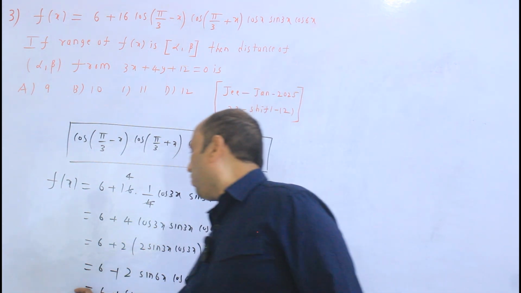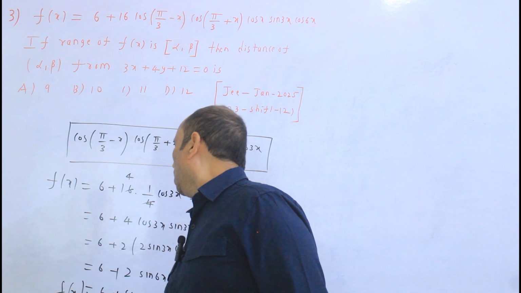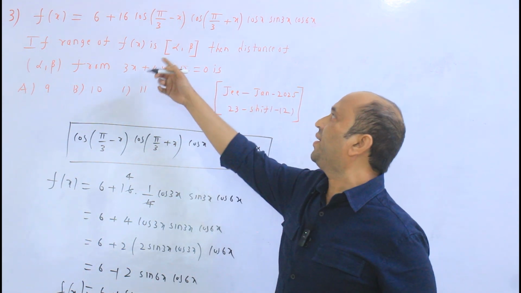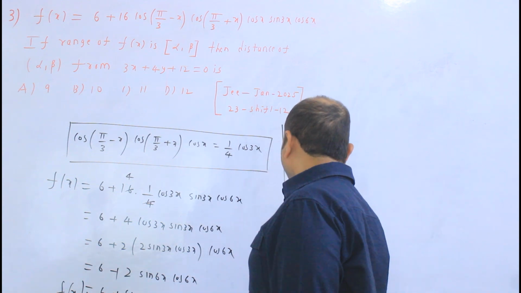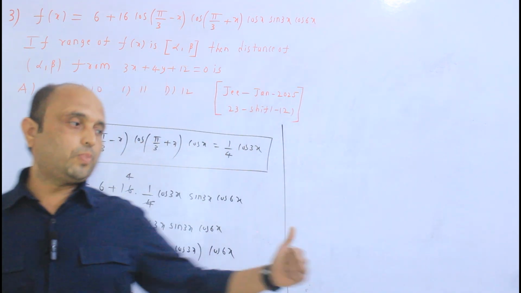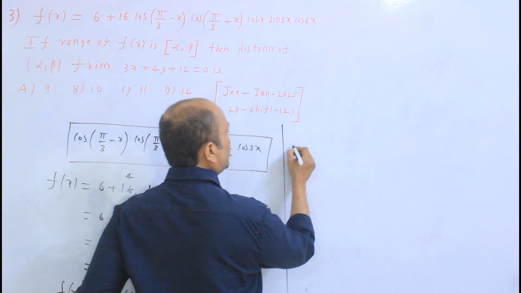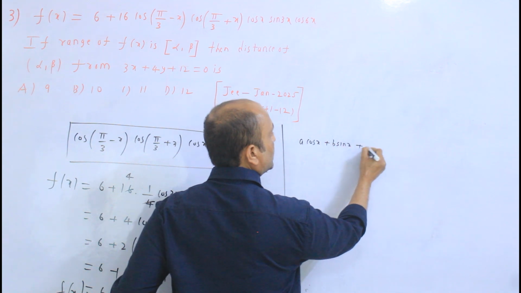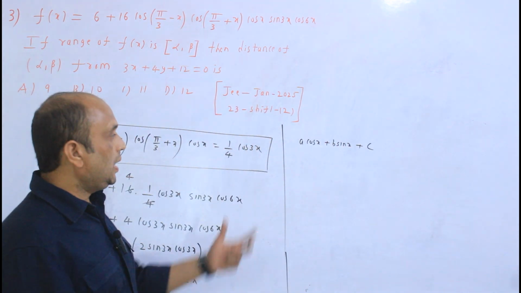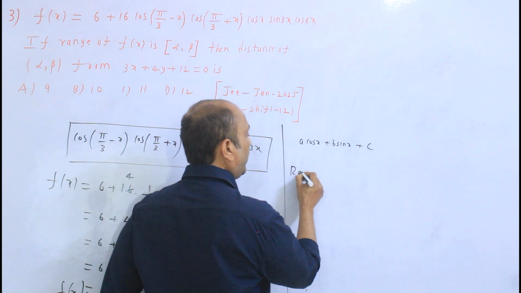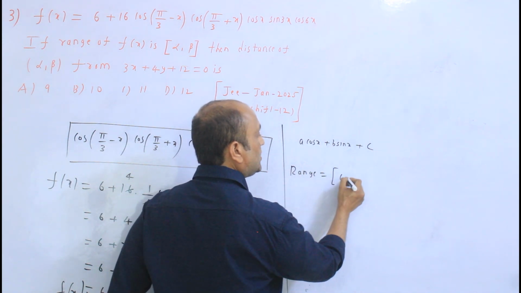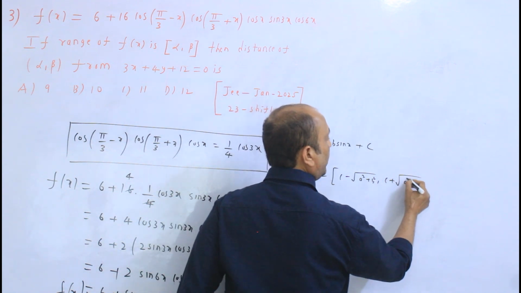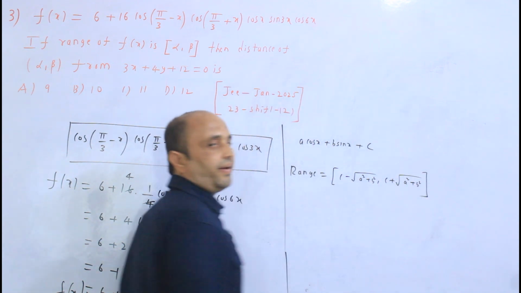So this is the f of x value. After simplification, we want to find the range alpha comma beta. Actually, f of x is in the form of a cos x plus b sin x plus c. Here we already know the minimum value, maximum value, and range: c minus under root of a square plus b square, to c plus under root of a square plus b square. This is the range.